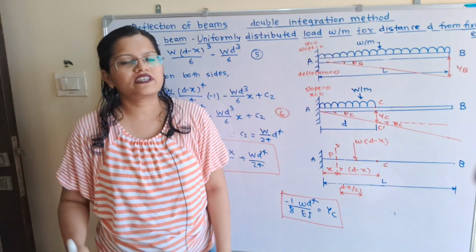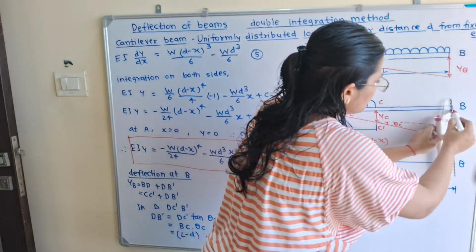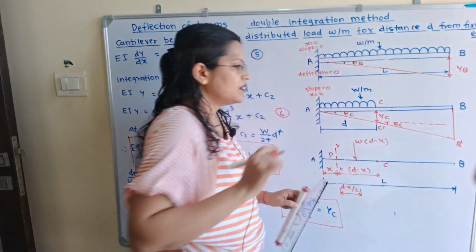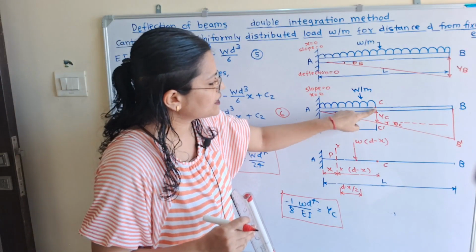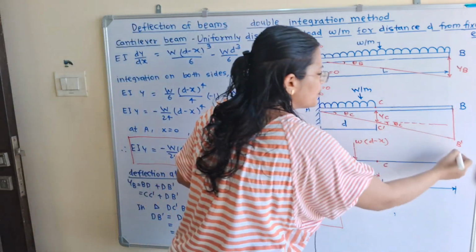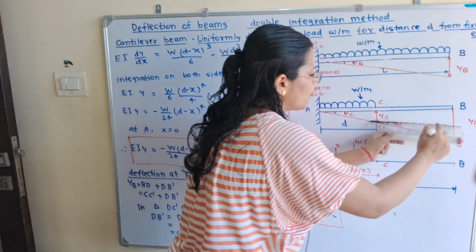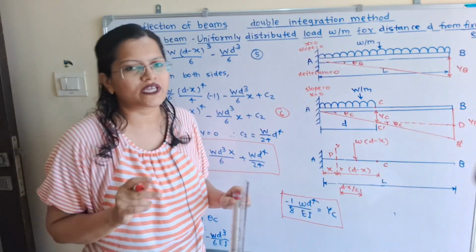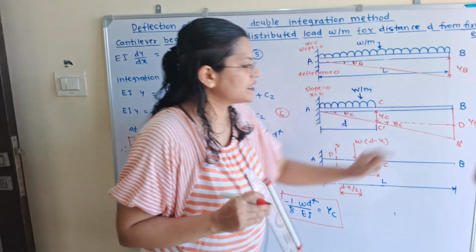Now we will find out deflection at point B. So I will show here the deflection. Original point is B and final point is B dash. So how to find out? If we observe, here the C to C dash distance is given, and this deflection is known as YC, and this B to B dash is known as YB. Now from this point C dash we will draw one horizontal line, and here is the point of intersection which is known as D. So we can say that YB is equal to BD plus DB dash.